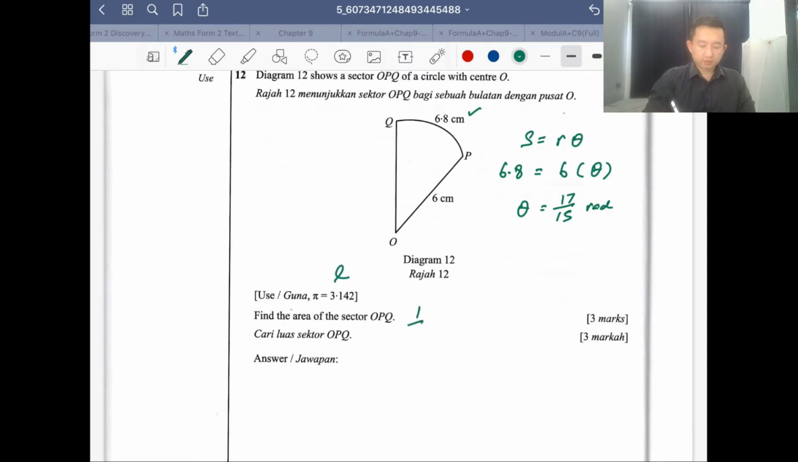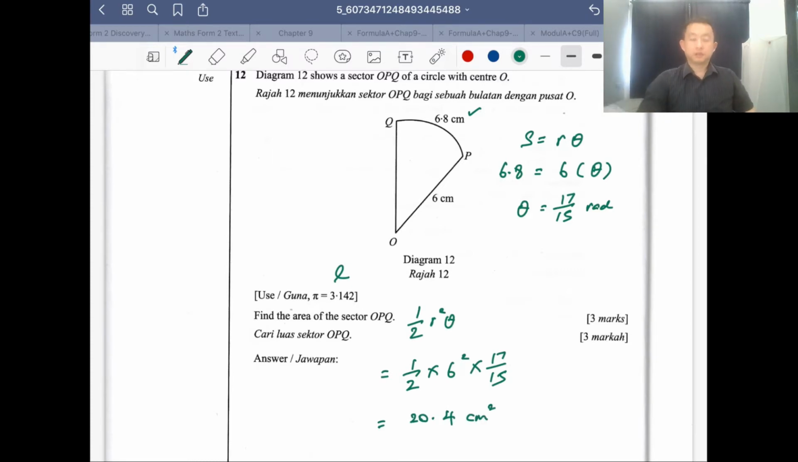Find the area of sector OPQ. Another formula: half r squared theta. 20.4 cm squared. Okay, you don't need 3.142. I don't know why it is there.